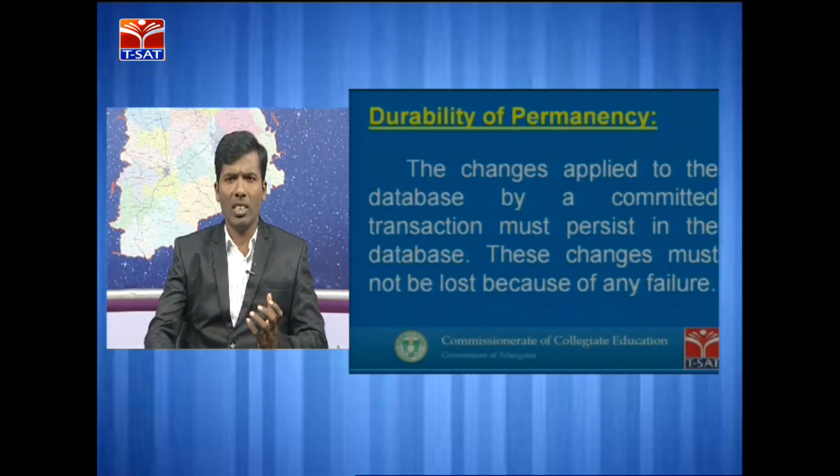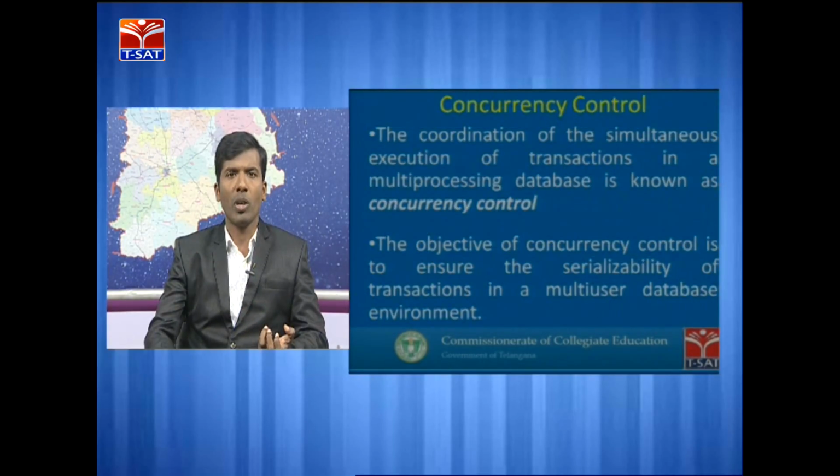Each and every transaction will generally provide the correct results only by following a mechanism called concurrency control. It is the coordination of simultaneous execution of transactions in a multi-processing database. So concurrency needs to be controlled in a correct fashion when multiple users are trying to access the same kind of data.